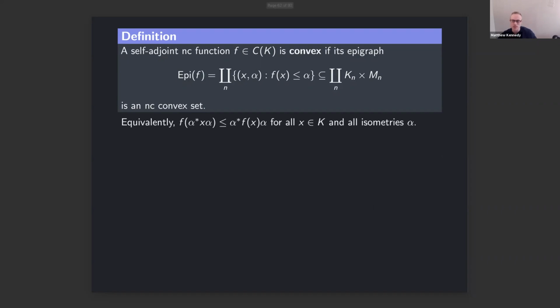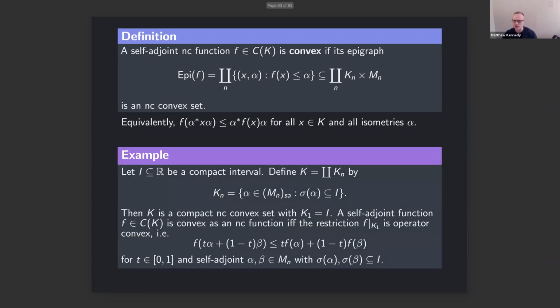And you can write down a sort of Jensen type inequality, which is equivalent to this condition. So f of alpha star x alpha is dominated by alpha star f of x alpha for all points x and all isometries alpha. Let me give you a more concrete example. If I take a compact interval of the real numbers, I can define in a natural way a compact NC convex set over the interval.